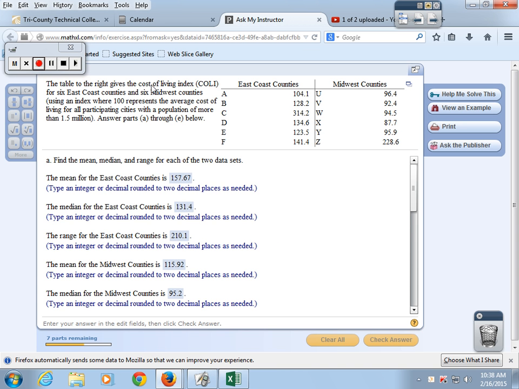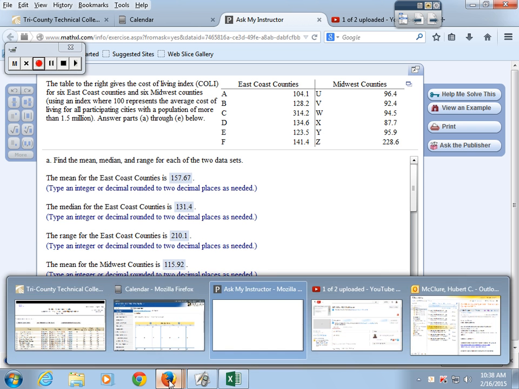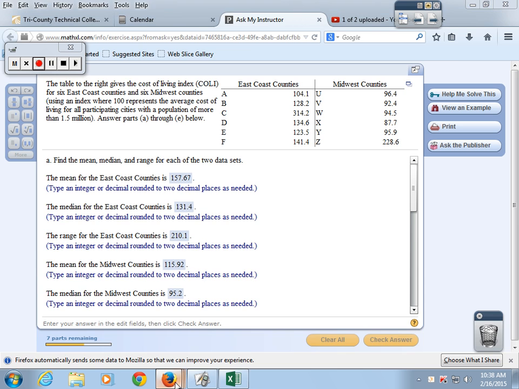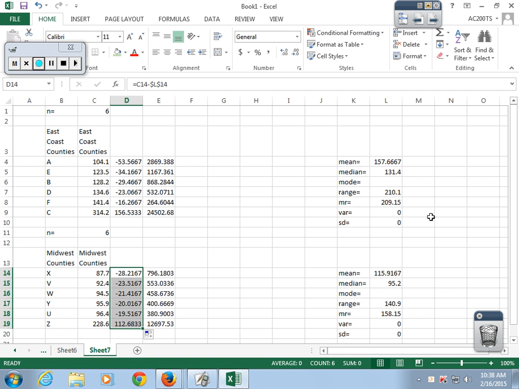Table to the right gives the cost of living index. Alright, it's the cost of living index. So tell me what the cost of living index is in the East Coast and the Midwest. What's the difference? Cost of the East Coast is higher.